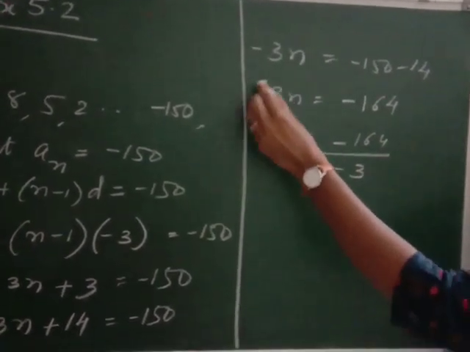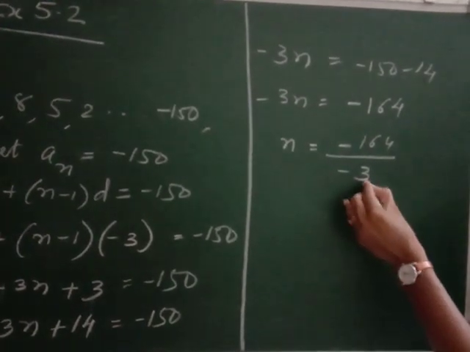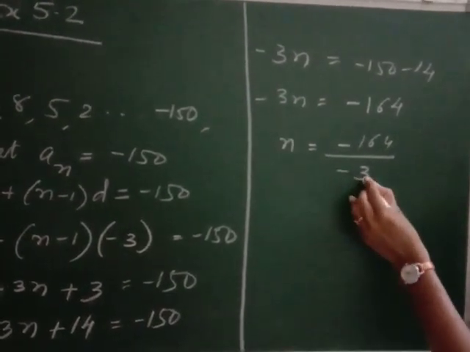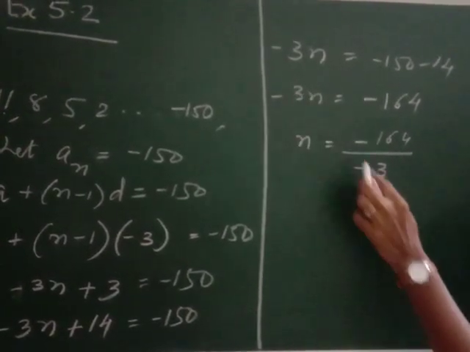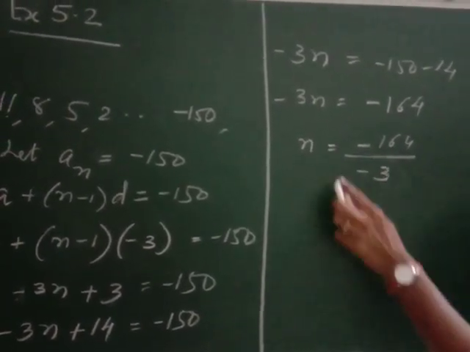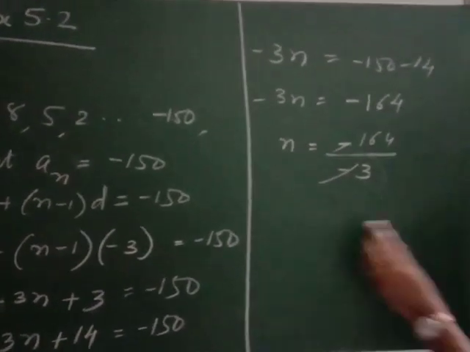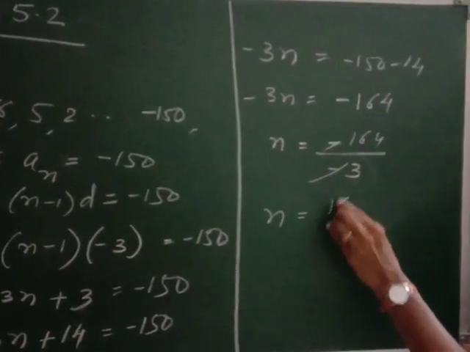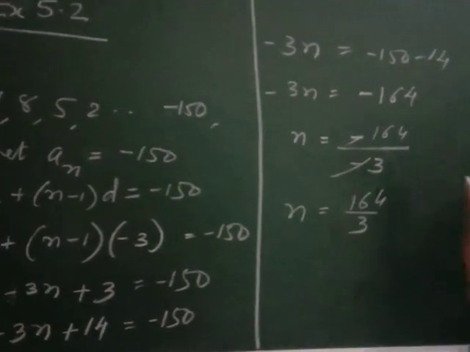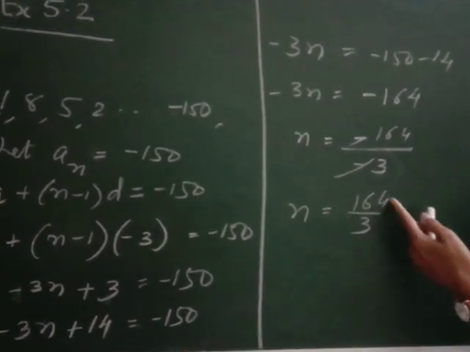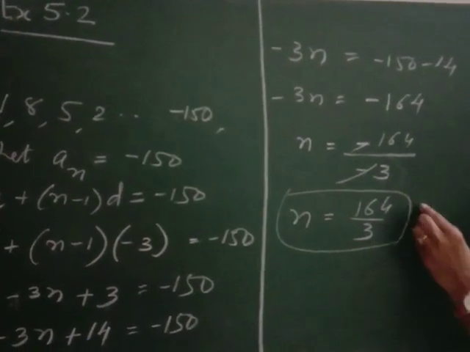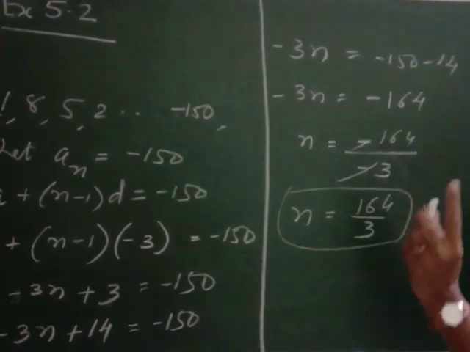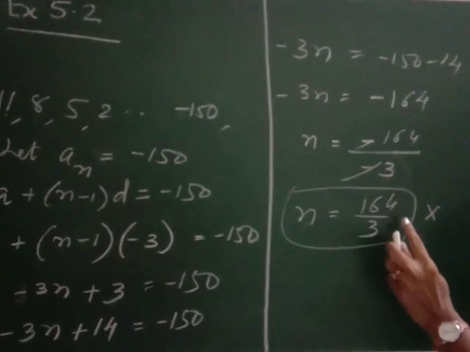I can say n is equal to minus 164 upon minus 3. See, this is minus 3. It is in multiplication, so it will come in division. Some people think that this negative will become positive. No, it is coming in division. So the minus number will remain as it is. Minus minus gets cancelled. So I am getting n equal to 164 by 3. Is it possible to divide 164 by 3? No. So is such an n possible? No. This n must be a natural number.